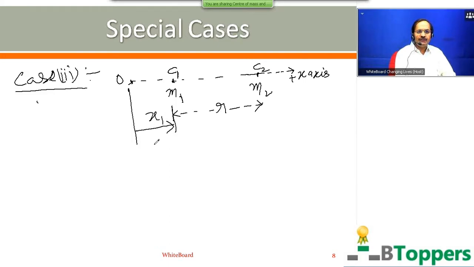Let x1 be the distance of m1 from origin. Let x2 be the distance of m2 from origin. All of you just concentrate only to listen. Don't copy the notes at present. I will be showing you the notes separately.